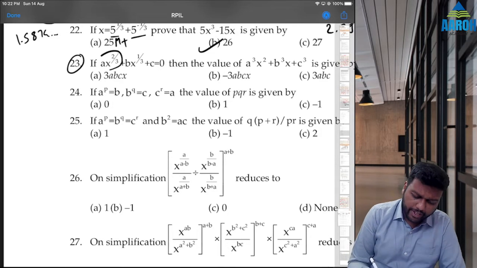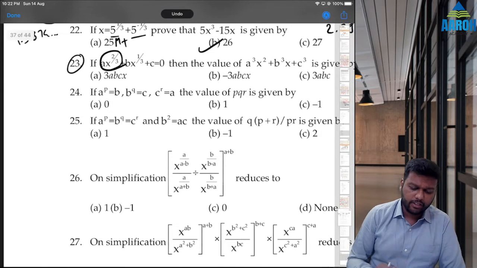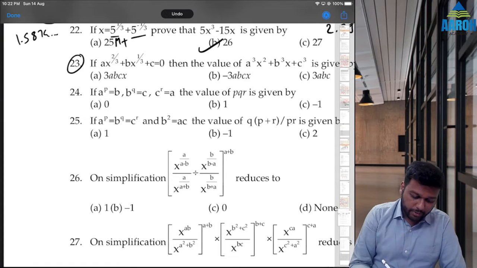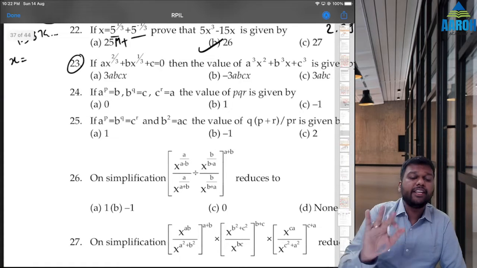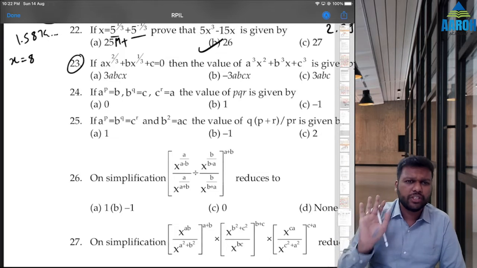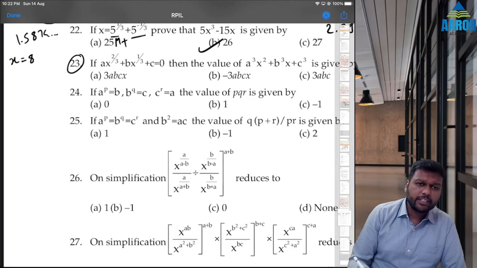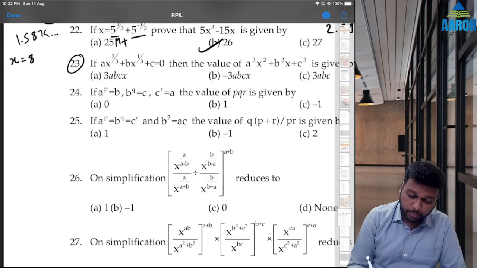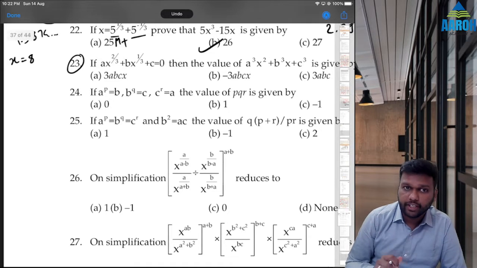Now we have x raised to 2/3, x raised to 1/3. So let's assume a number x which has an easy cube root. So for example, if you assume x as 8, then the cube root is 2, right? So that is easy. Let's assume a, b, c as something. Now we'll have to assume properly because they have a condition given, right?